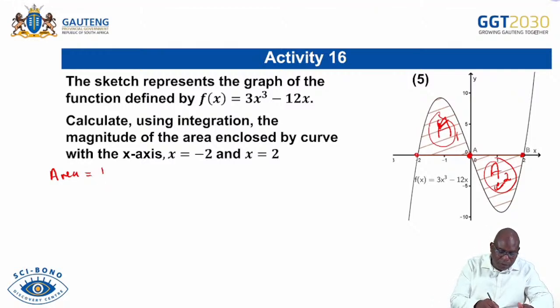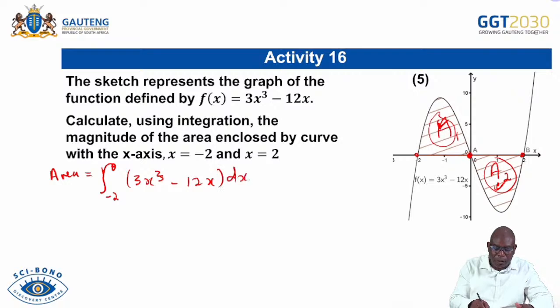I'm going to have one part first, and then I'm going to do the other part. So I'm going to say the integral from minus 2 to 0. I'm going to find the integral of this part first: 3x cubed minus 12x dx. I'm going to start from here to minus 2 to get the area of that part, and the area of that part must give me a positive value, because it is above the x-axis.